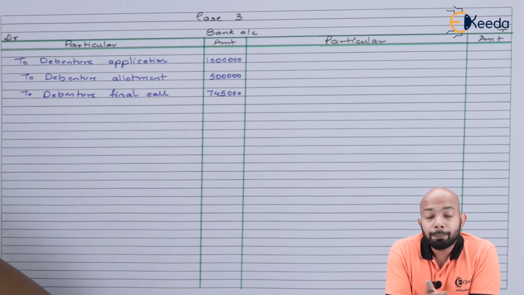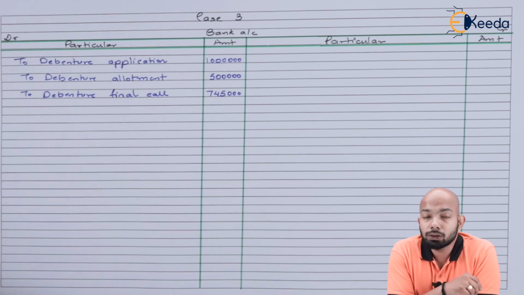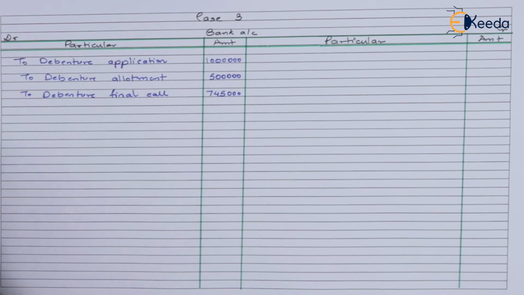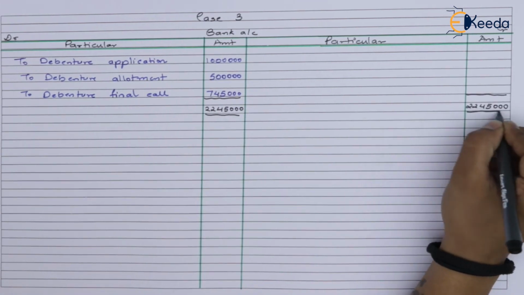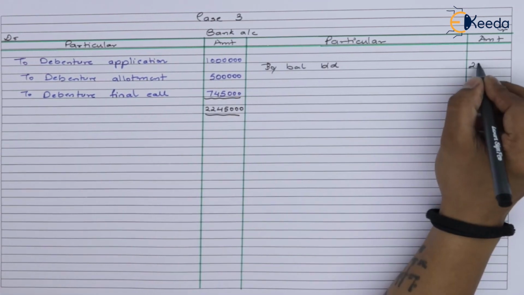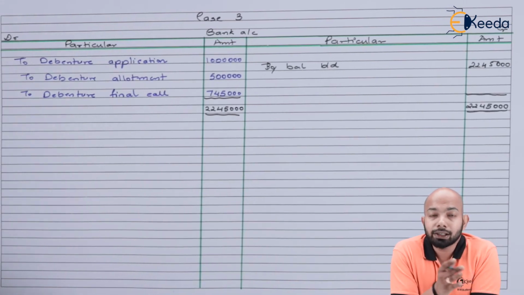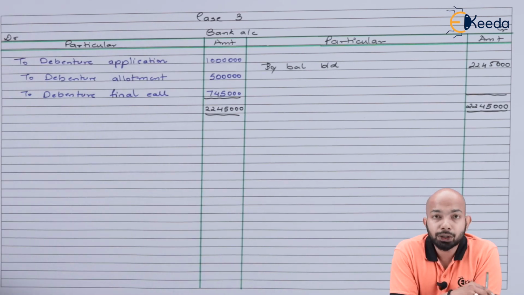So debenture application has been mentioned, debenture allotment has been mentioned, debenture final call also has been mentioned. Now let's figure out the total of the bank account here, as there is no other entry that needs to be passed. So bank account has been prepared, balance has also been calculated, which is 22,45,000. Next account is debenture account.